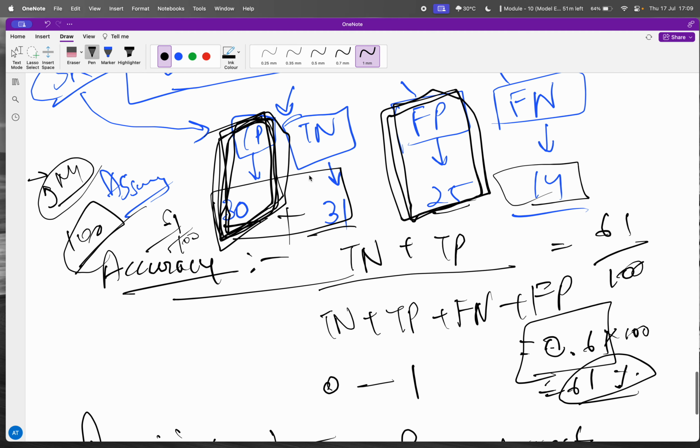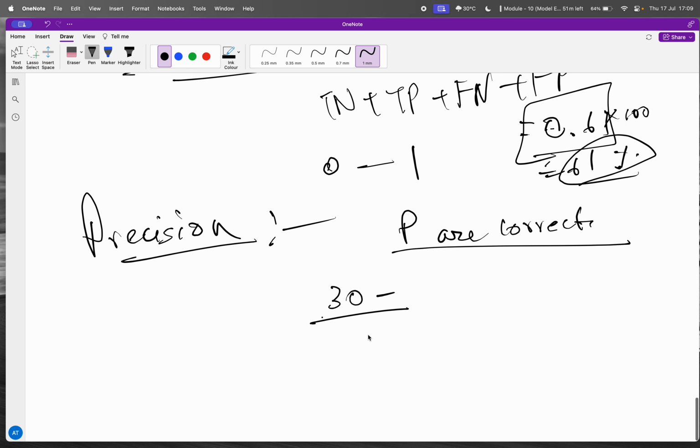30, and see how many total positives it predicted. 30 plus 25, that is 55 cases it told as positive. But actually how many were positive? 30. So what is the ratio? Anybody? 30 by 55. Just speak it up, guys.